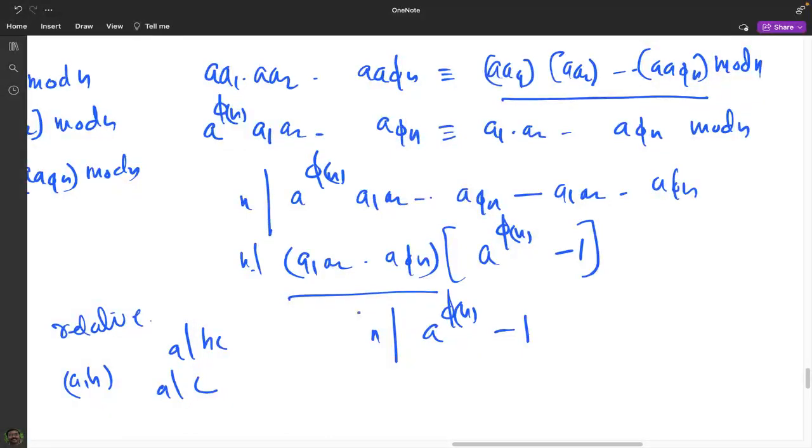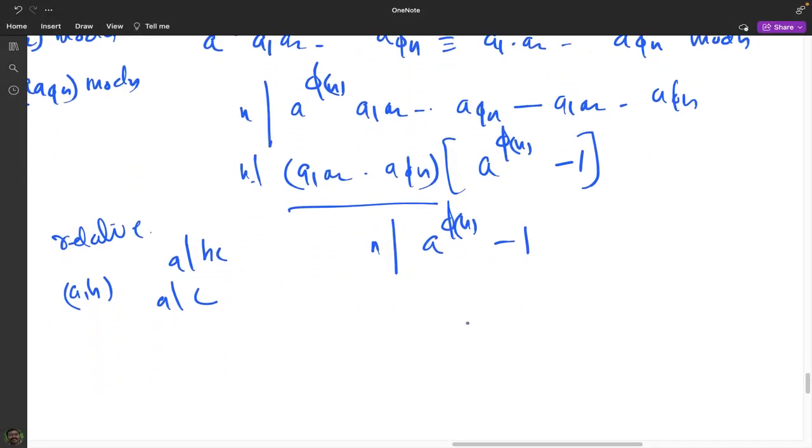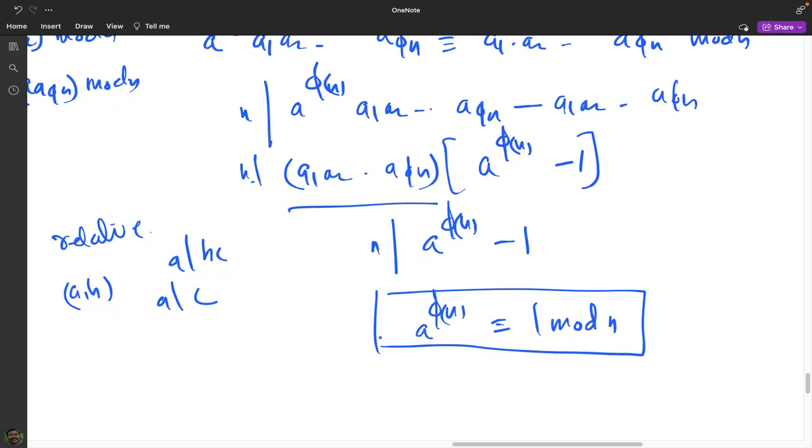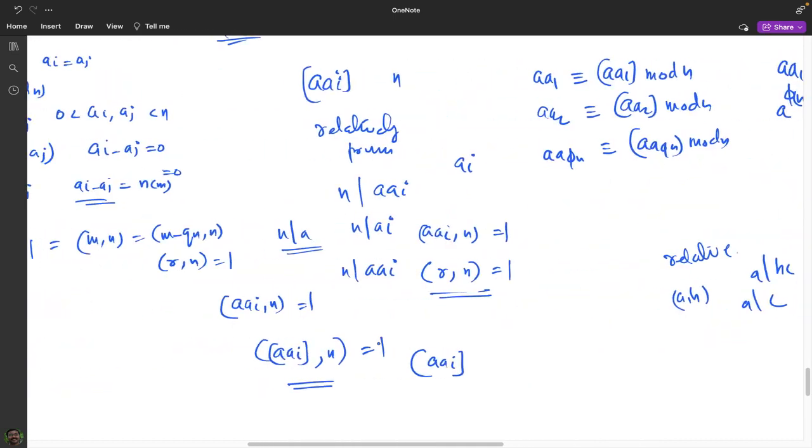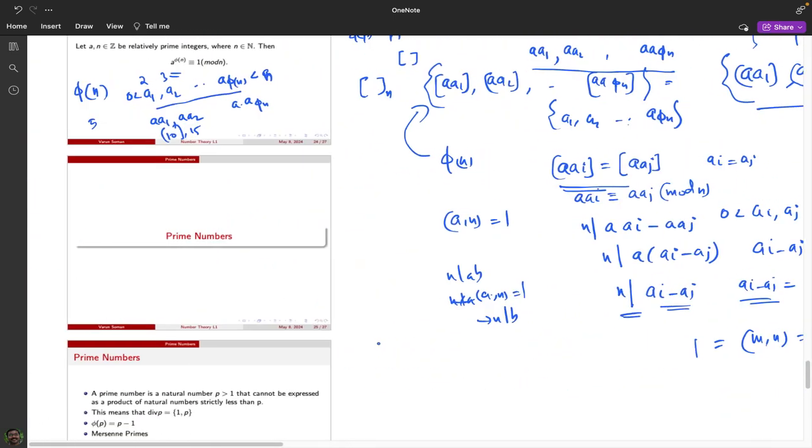So n will be dividing a raised to phi n minus 1, or in other words, you are getting a raised to phi n is congruent to 1 modulo n, which is Euler's theorem. So this is the statement of Euler's theorem. Okay, it's very simple logic. I hope you go through this once again.